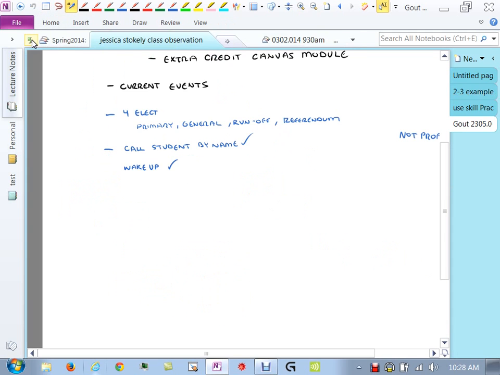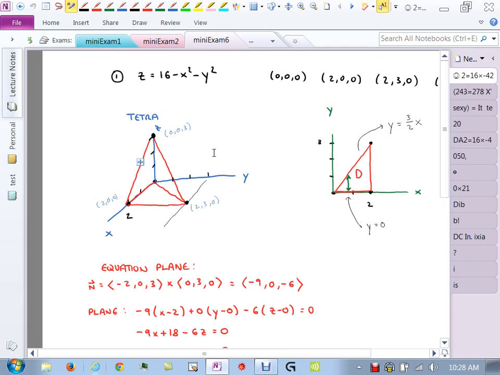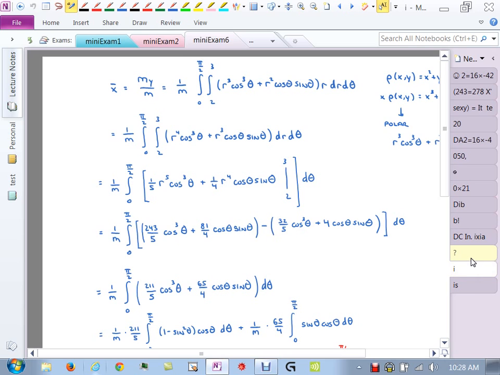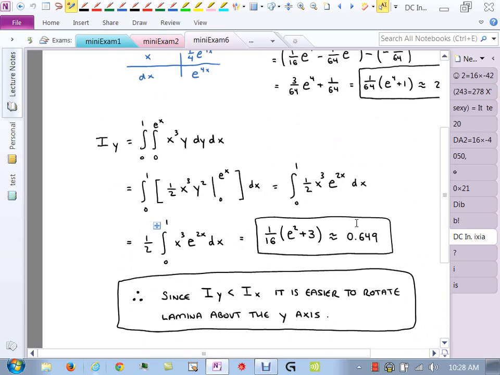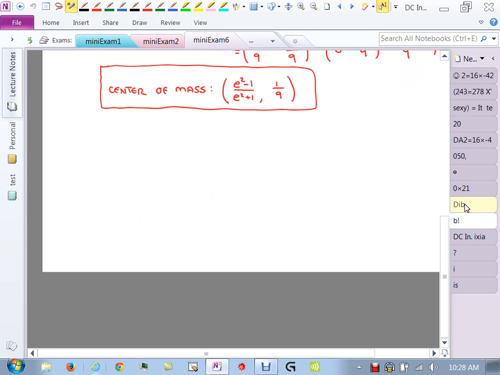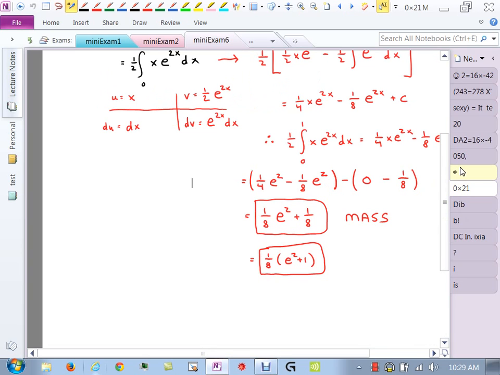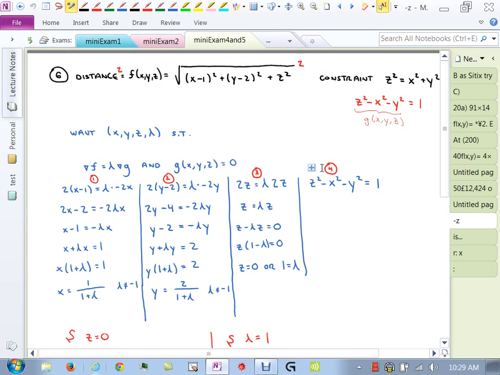I want to show you something. Not to scare you, but I have students that always ask me, why are we doing this? This is an exam for one of my calculus classes. I want to show you, let's see, which one was it? Ah, here we go. All right.